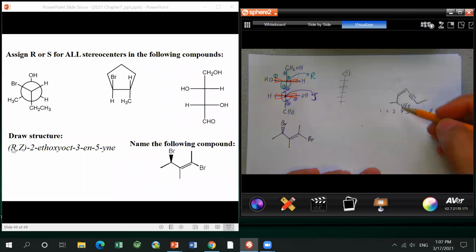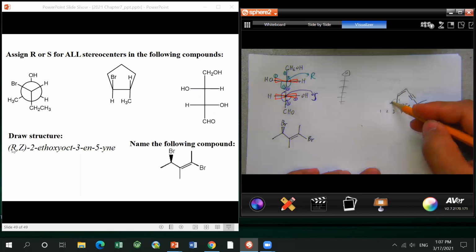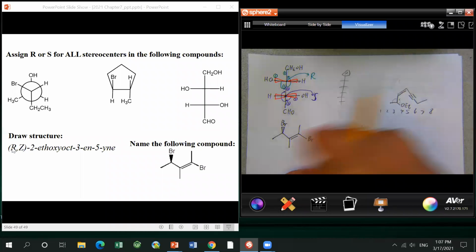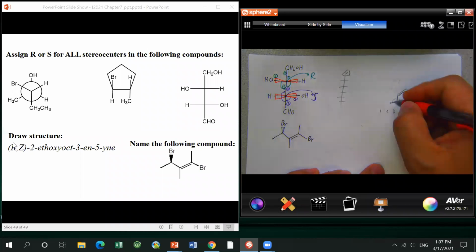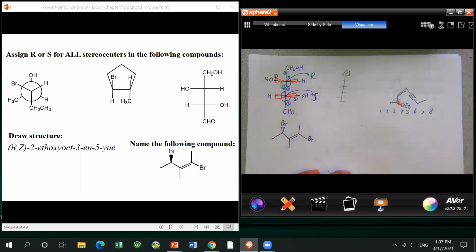Right here, the ethoxy is the highest priority, followed by this branch, because this branch has more carbons than that branch. It looks like counterclockwise, so that shows R. That is opposite from the question, so we need to give the dash line. That's the full structure for this molecule.